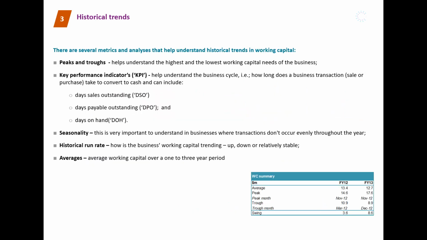So there's several metrics and analyses that help us understand historical trends in working capital. Peaks and troughs, so that's basically the highest and lowest working capital points of the business. We've got KPIs, which is essentially, for example, how long does a business sale or purchase take to convert into cash? So these are just helpful benchmarks for us to understand how efficiently the business is operating, how it compares to competitors, and how that changes over time, because that's going to help us identify, okay, is there anything that we can do to improve net working capital over time?